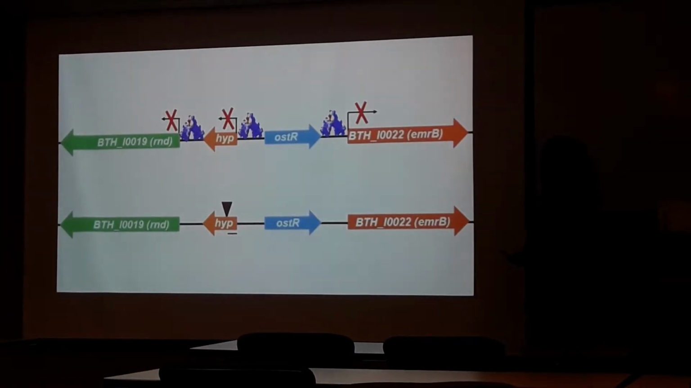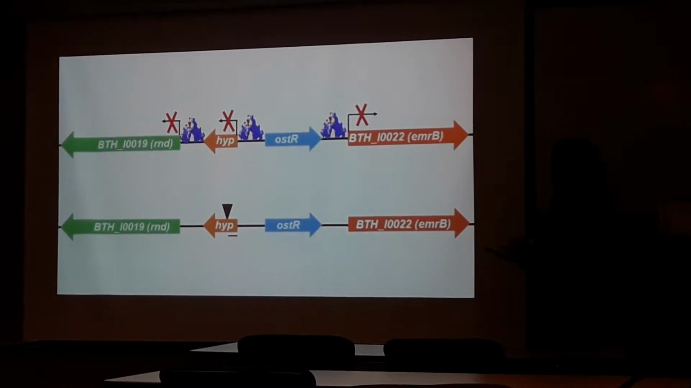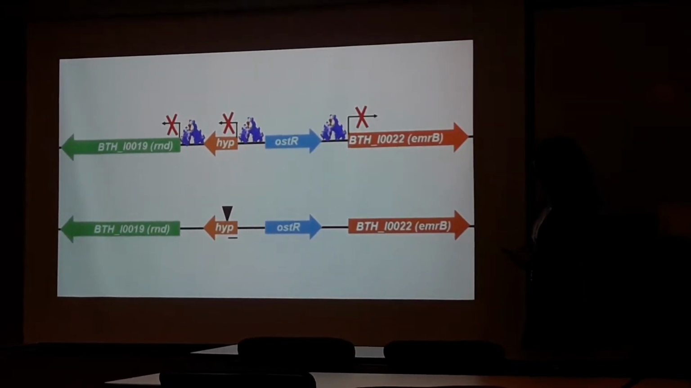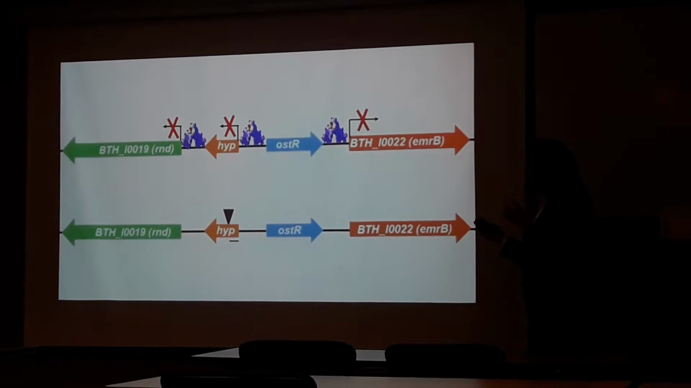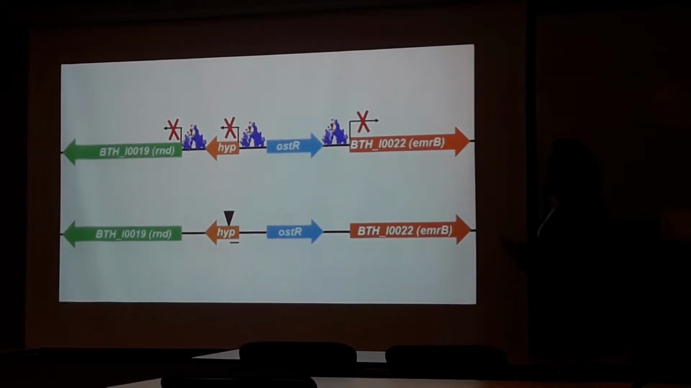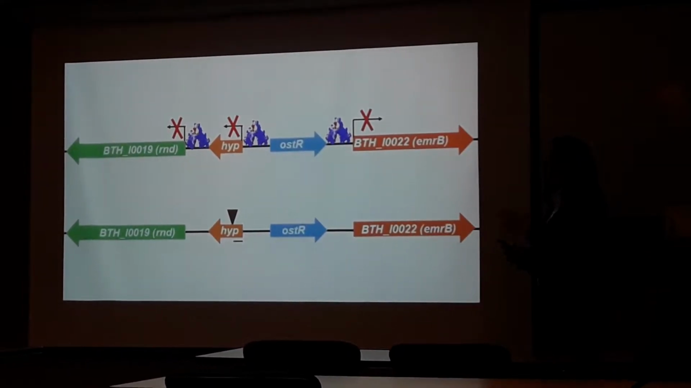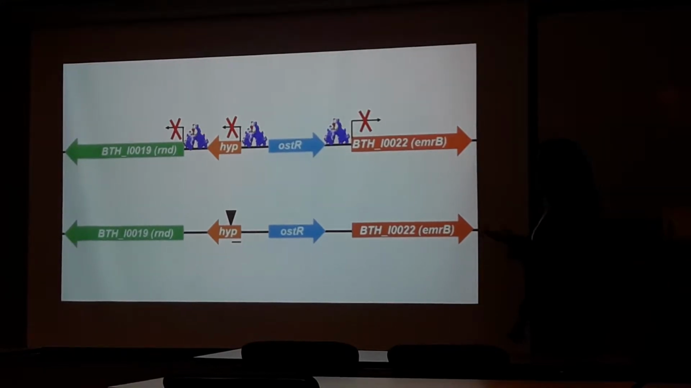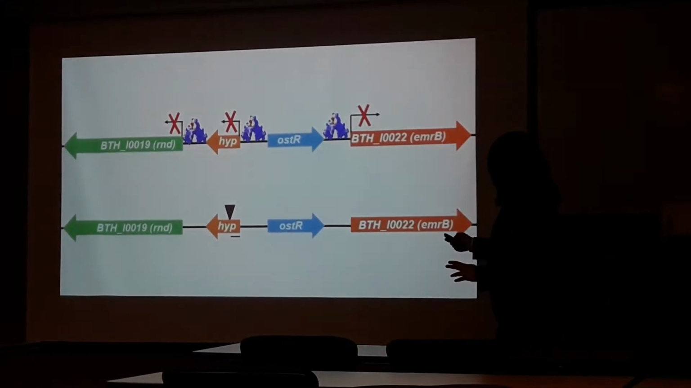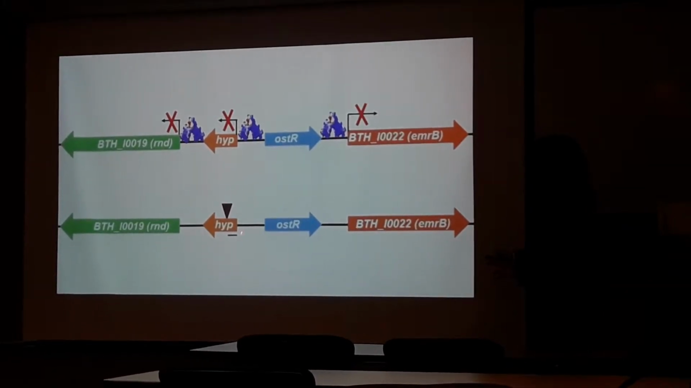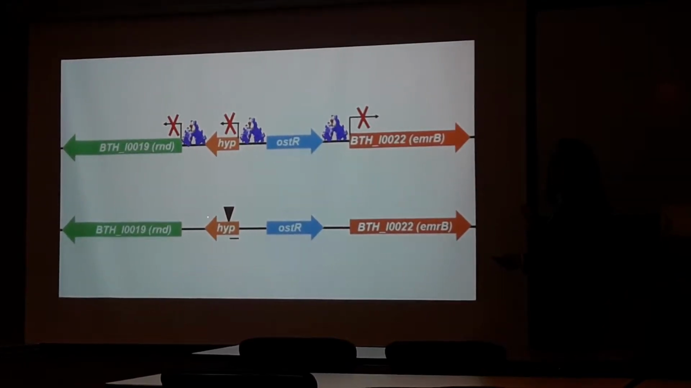Okay, so now we know that OSTR is a transcription repressor of 3 of these genes. We know that RND and EMRB are 2 of the major efflux pumps in bacteria which exert antibiotic resistance, because they can extrude diverse compounds like antibiotics or disinfectants, right? So there's one more gene here in the same genomic locus. We named it HIP because it encodes for a hypothetical protein.